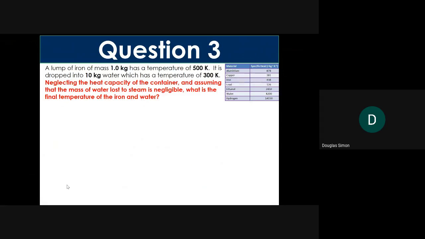Okay, let's now look at a much harder question. A lump of iron of mass 1 kilogram has a temperature of 500 Kelvin. It is dropped into 10 kilograms of water, which has a temperature of 300 Kelvin. If you neglect the heat capacity of the container, and assuming that the mass of the water lost to steam is negligible, what is the final temperature of the iron and water?